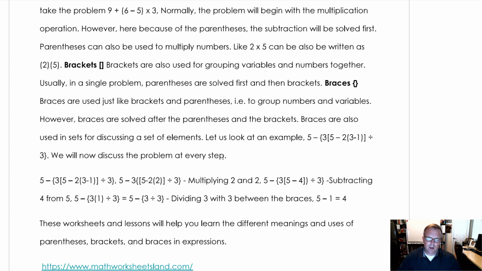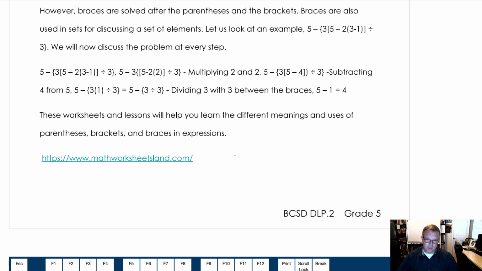We will now discuss the problem at every step, and I think this is going to get confusing to read and to explain. So we'll just start with problems. These worksheets and lessons will help you learn the different meanings and uses of parentheses, brackets, and braces in expressions.